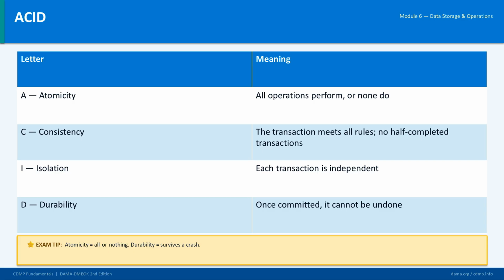it's all or nothing. The C is consistency, the transaction must meet all the rules, with no half-completed transactions. The I is isolation, each transaction runs independently of the others. And the D is durability, once a transaction is committed, it cannot be undone, even by a crash. Two to remember most: atomicity is all or nothing, and durability means it survives a system failure.